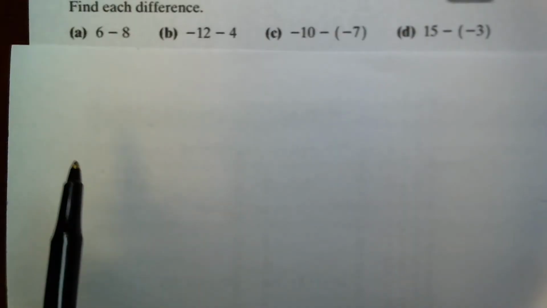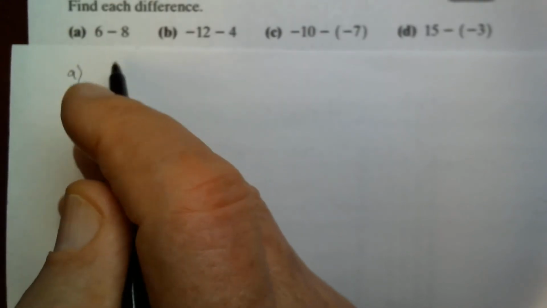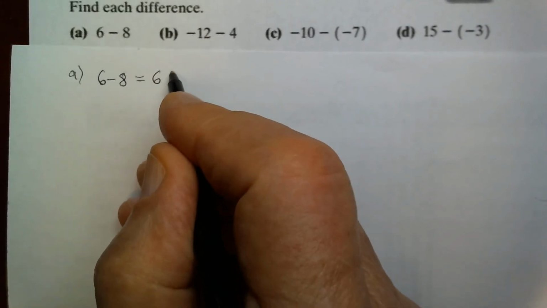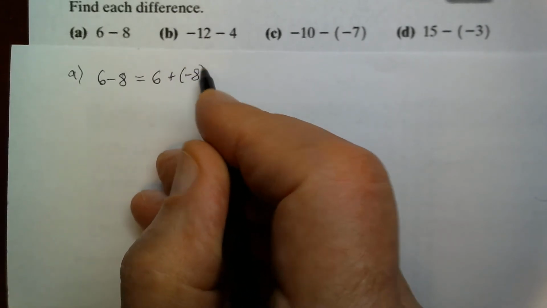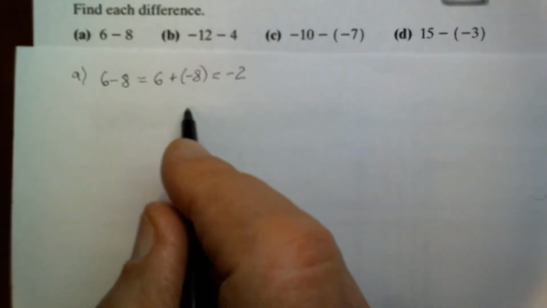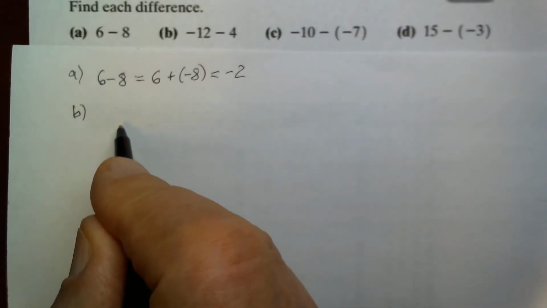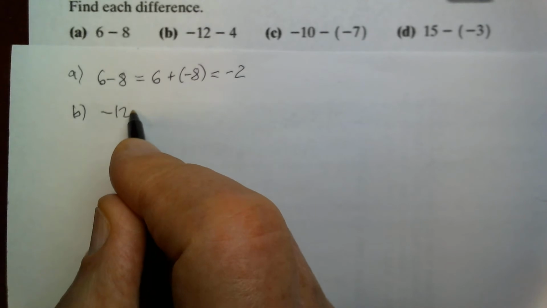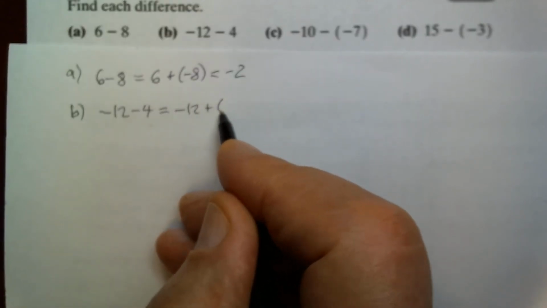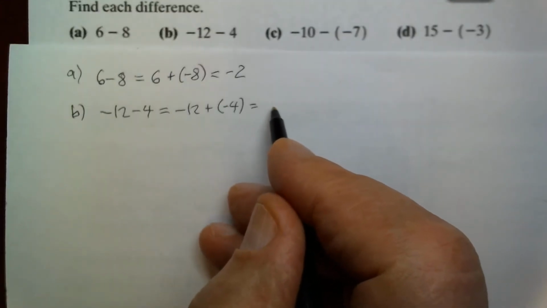So here we're to find the difference between two numbers. For A, 6 minus 8 means 6 plus the opposite of 8, and that is equal to negative 2. Then for B, -12 minus 4 is equal to -12 plus the opposite of 4, and that's equal to -16.